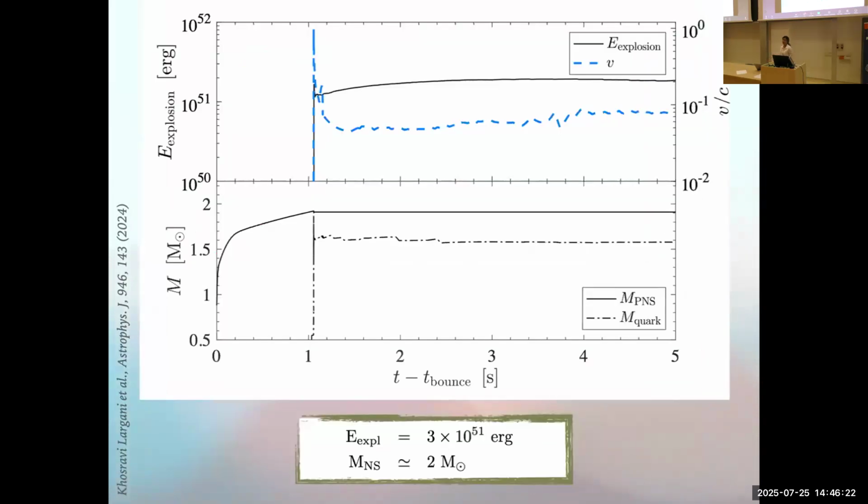Regarding the observations, the explosion energy that comes from these simulations is on the order of 10^51 ergs, which is in agreement with the observations so far. The remnant mass of such an explosion is also on the order of 2 solar masses, which agrees with the mass measurements we have seen in observations. In this particular case, more than 1.5 solar masses of this configuration is quark matter. I also have to note that the matter velocity shown here is highly relativistic.